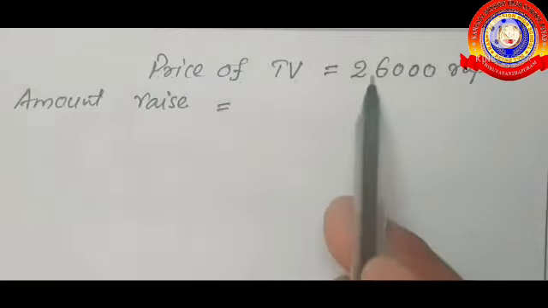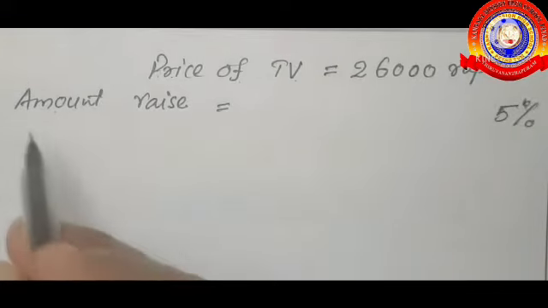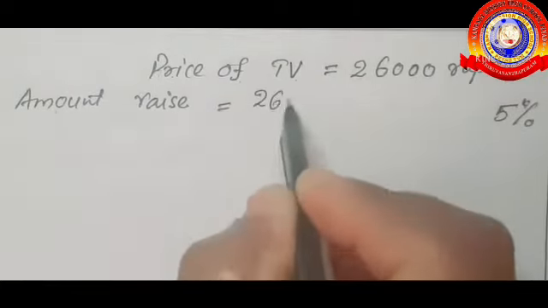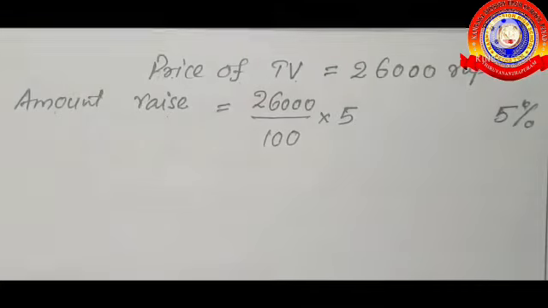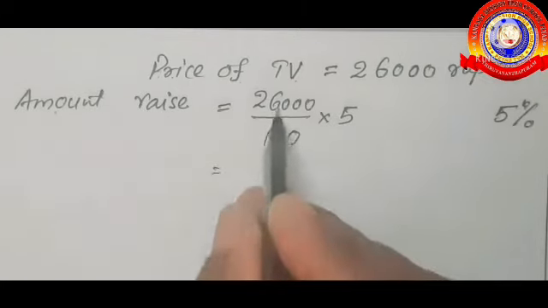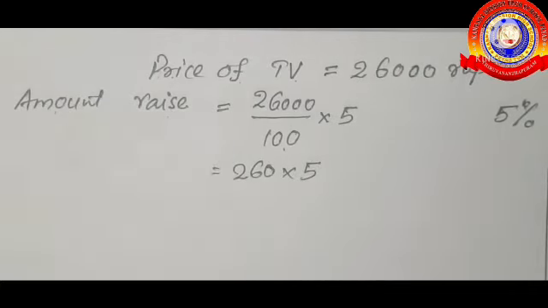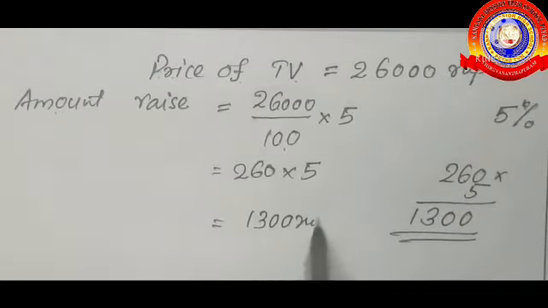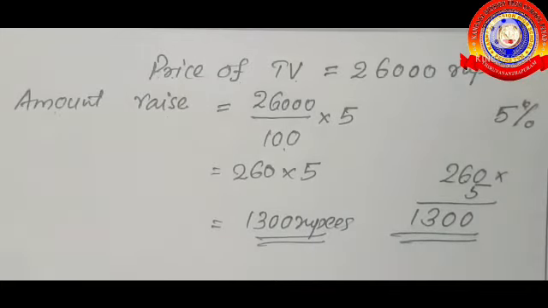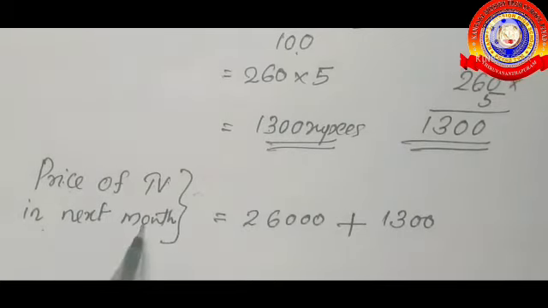Given that price of TV is equal to 26,000 rupees. Then, amount rise is equal to 26,000 divided by 100 into 5, because the manufacturer raised the amount by 5% next month. 26,000 divided by 100 is 260. 260 into 5, which is equal to 1,300 rupees. Then, price of TV in next month is equal to original price 26,000 plus amount rise 1,300.